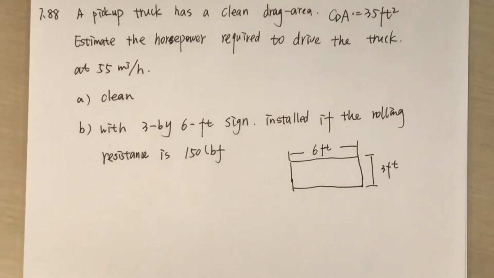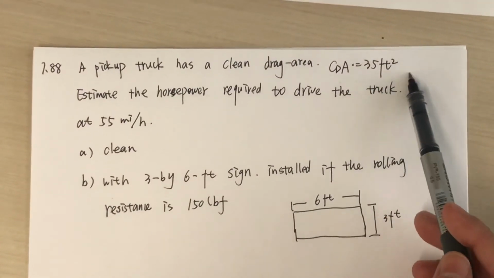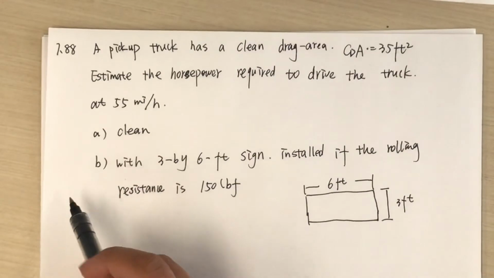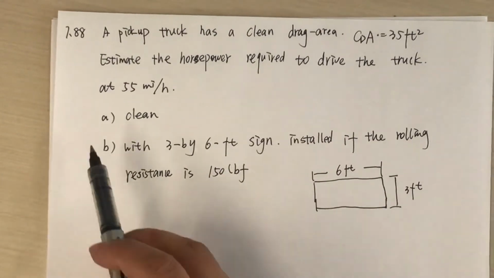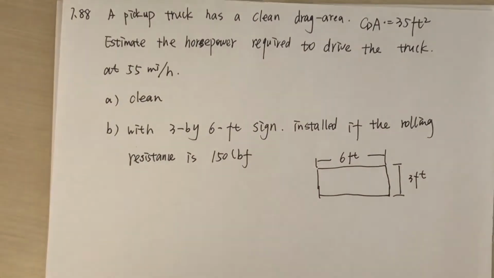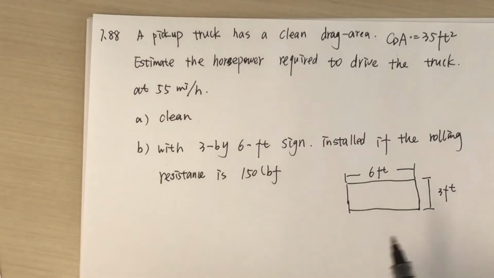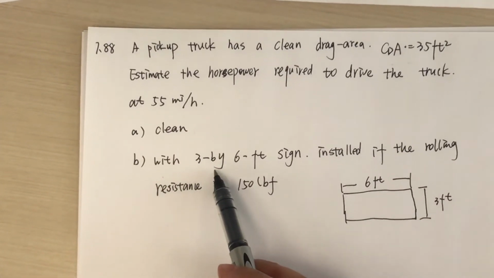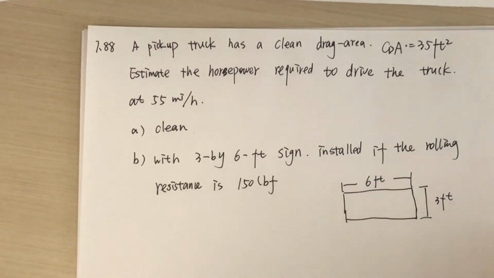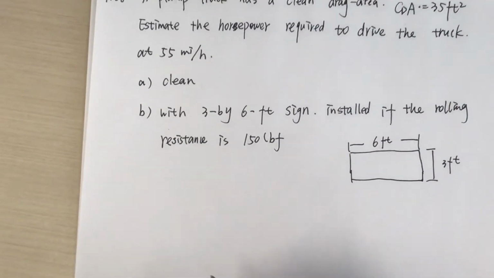Then we will go to the last question. A pickup truck has a clean drag area CDA of 55 feet square. We have to estimate the horsepower required to drive the truck at a velocity of 55 miles per hour. For question A, it should be clean, which means there is no sign on the truck. B, with a 3 by 6 feet sign installed, if the rolling resistance is 150 pound force.